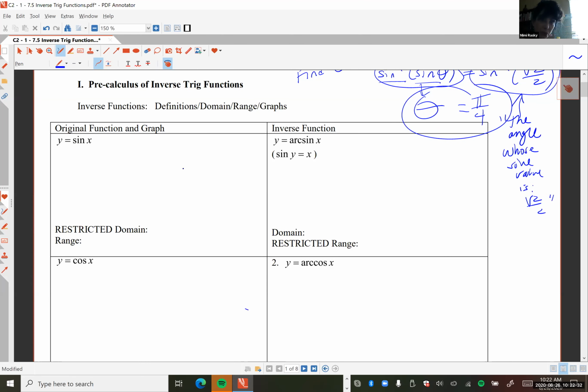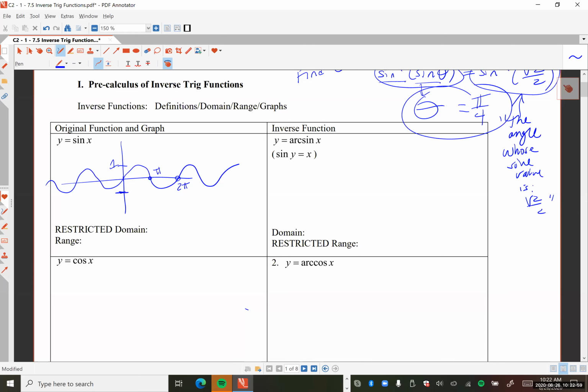Hopefully you guys remember the sine function is really easy to graph. It's a wave. It's supposed to have some symmetry anyway. And it's got a period of 2 pi. And the highest it gets is what? What's the amplitude? What's the highest the sine function gets? 1. Very good. And how low does it go? Negative 1. You guys are good.